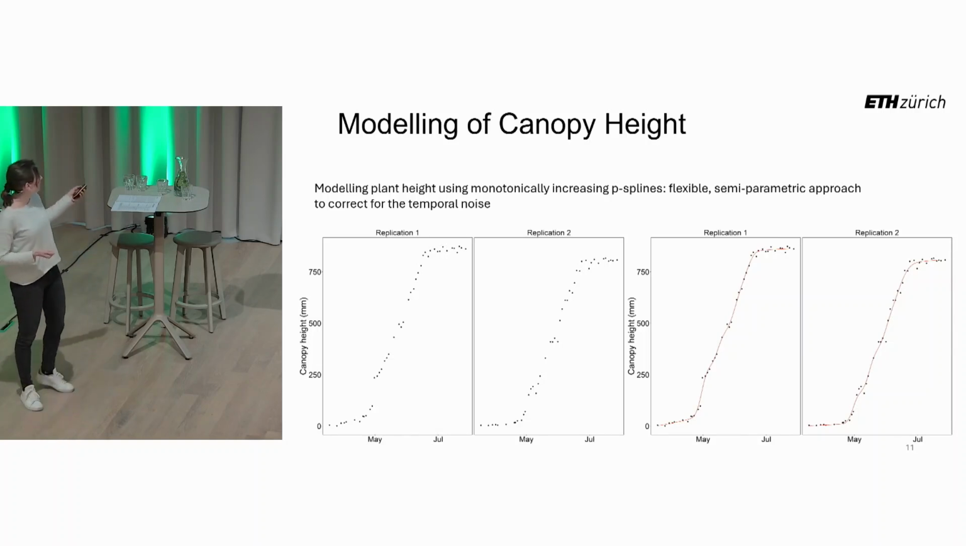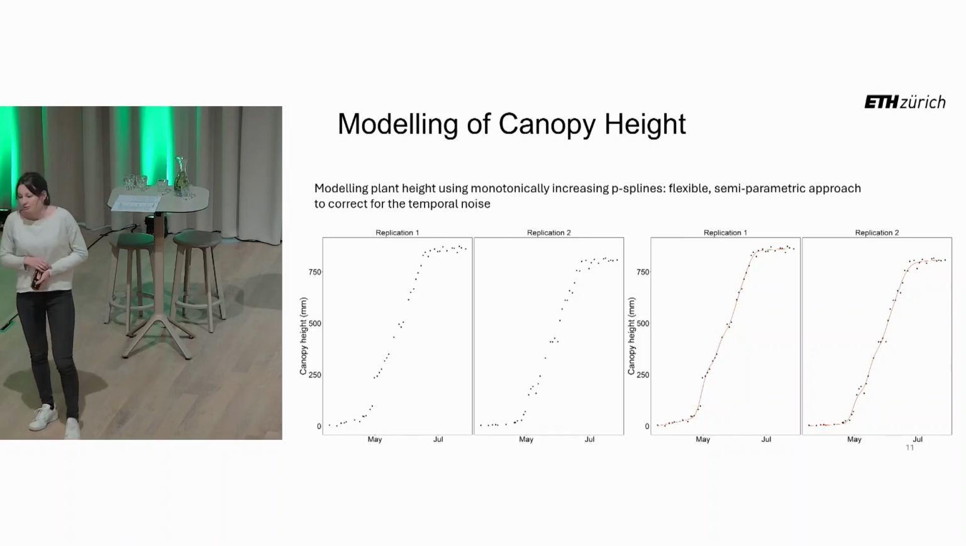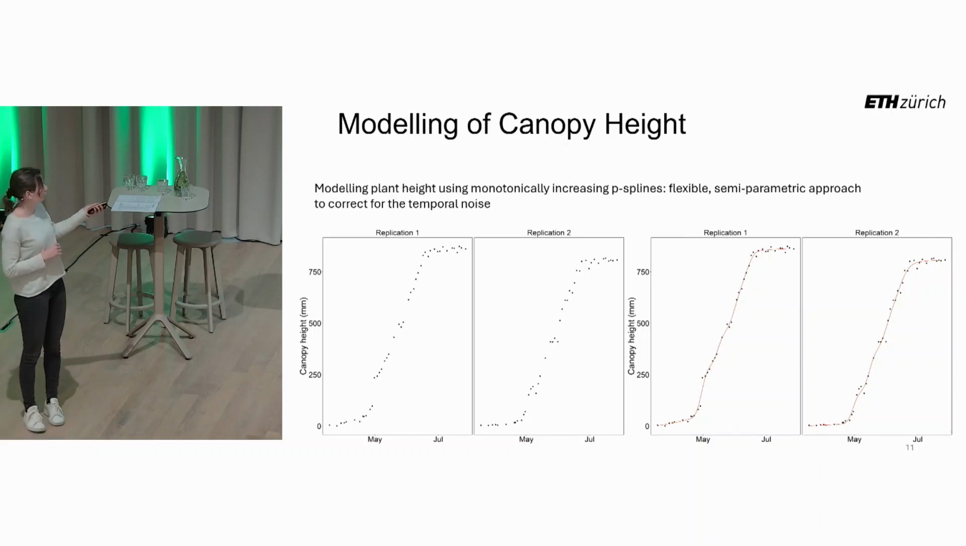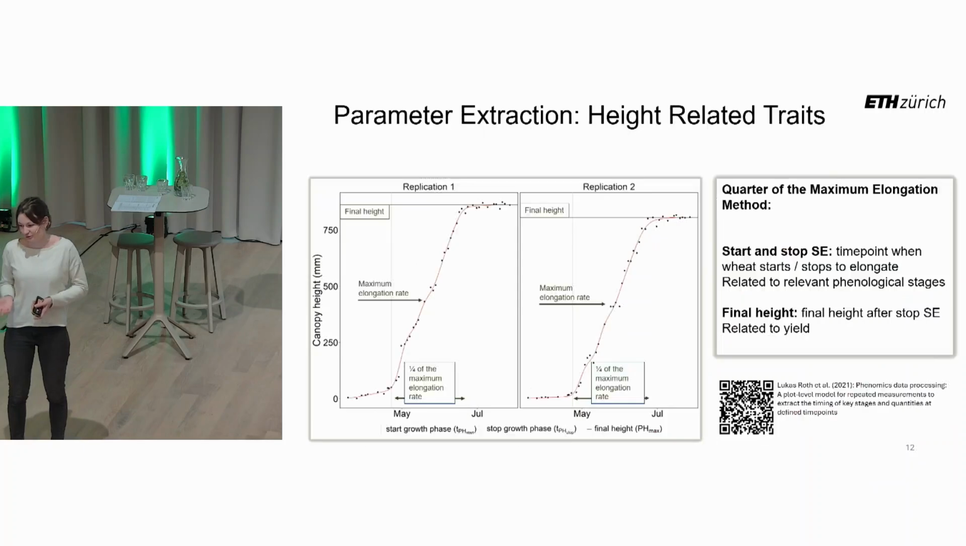On the left-hand side, you can see 2 replications for a genotype, and the black points are the extracted plant height. And then we used P-splines, which were very nicely introduced by Daniela, and we model crop growth throughout the whole season. And now the question is, which traits do we extract from this model crop growth? So here we extract 3 different traits.